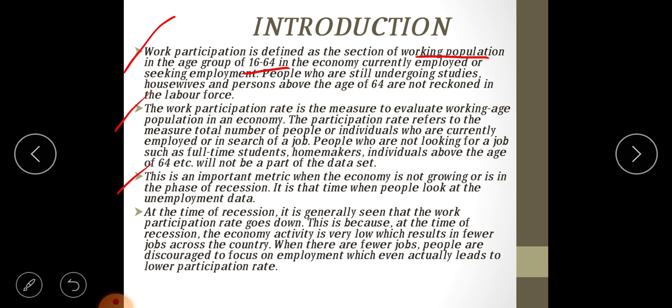Okay. So at the time of recession, it is generally seen that the work participation goes down. This is because at the time of recession, the economic activity is very slow, which results in fewer jobs across the country.